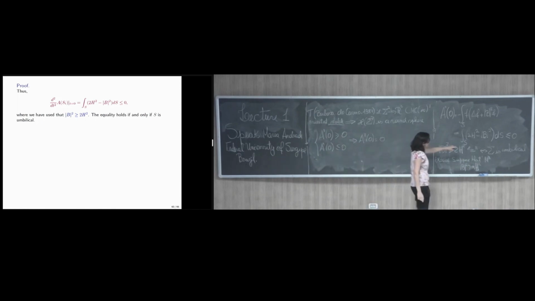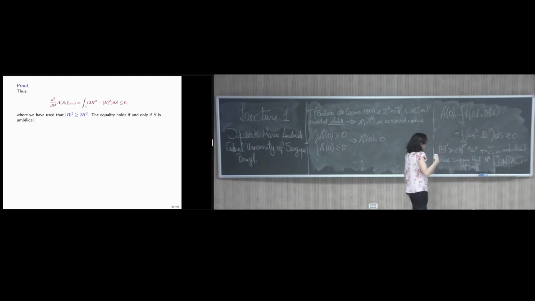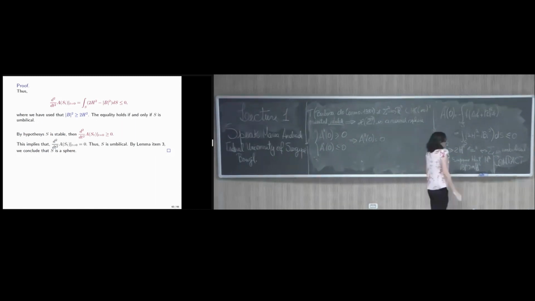Then you see, if the equality occurs, then the surface is umbilical. But remember that the surface is compact. If the surface is compact and umbilical, as I said when I began the mini course, the surface is a round sphere. So in this case, you finish this proof. Is there any question at this moment? Anybody? No?